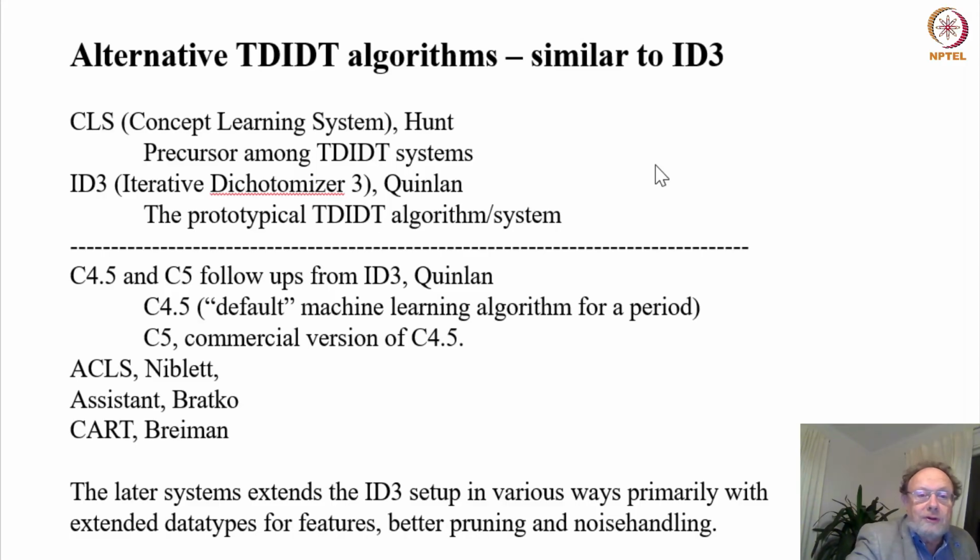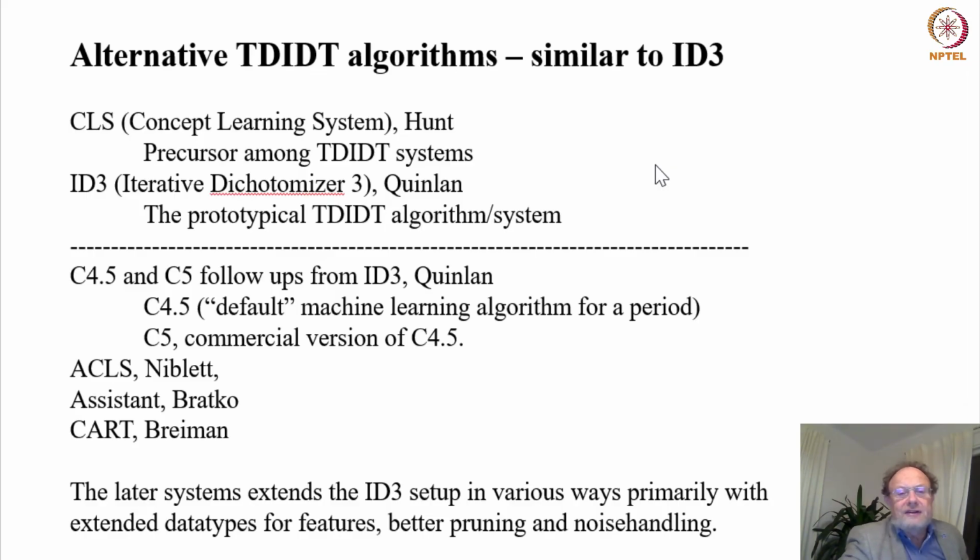That's called C4.5, and there is also something called C5. And actually C4.5 was at the time considered the default machine learning algorithm. That means a very popular tool to use for machine learning. And then there are others, ACLS, Assistant, CART, etc. So there are many alternatives.